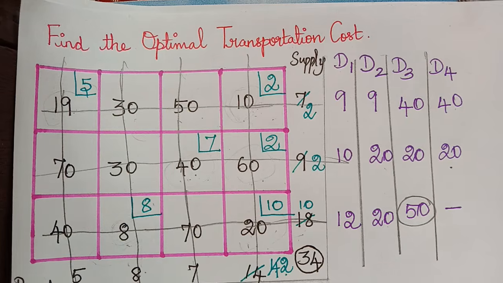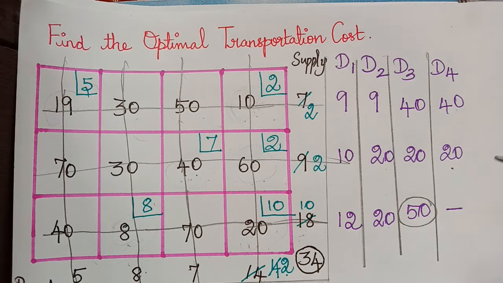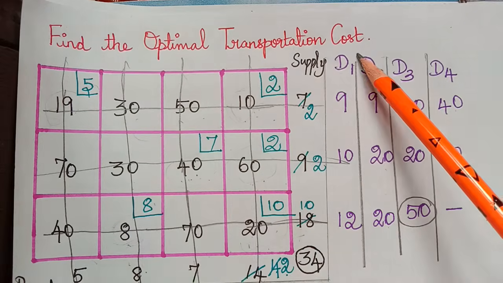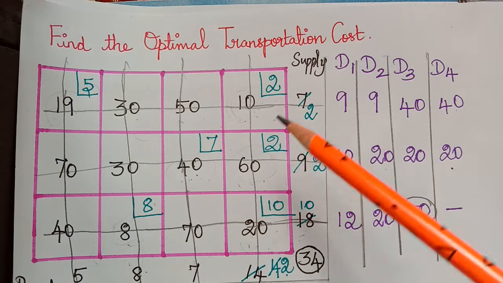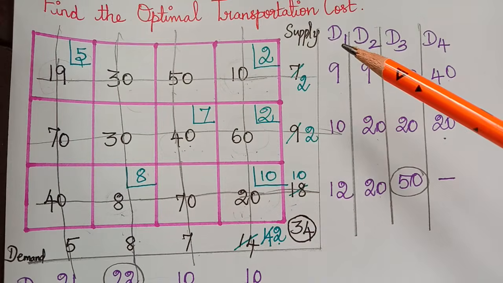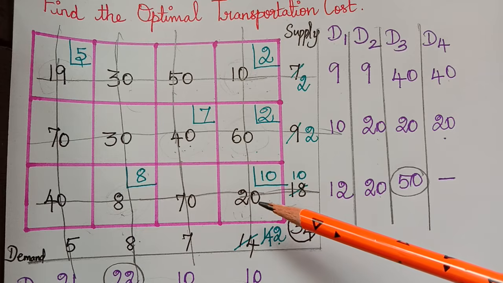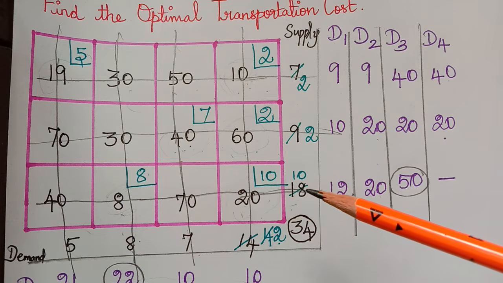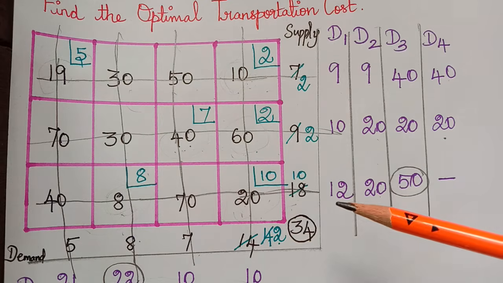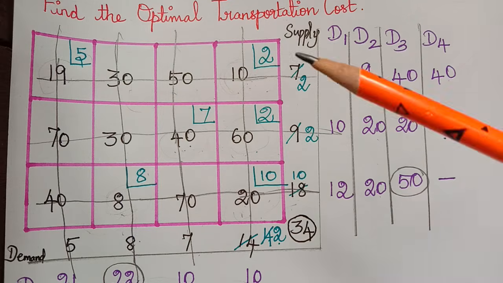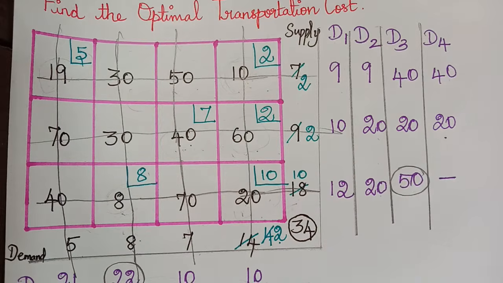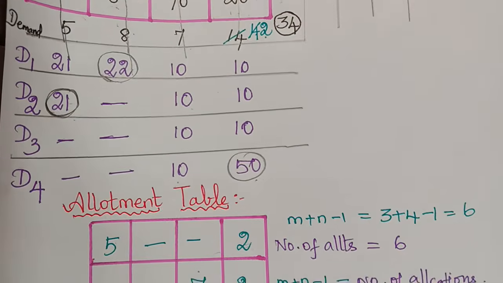Hello students, this is a continuation of our previous video where we are finding the optimal transportation cost of the given matrix. Now here the problem is we have to find the optimal transportation cost for which we will be applying the Vogel's approximation method followed by the modified distribution method, shortly known as MODI's method.